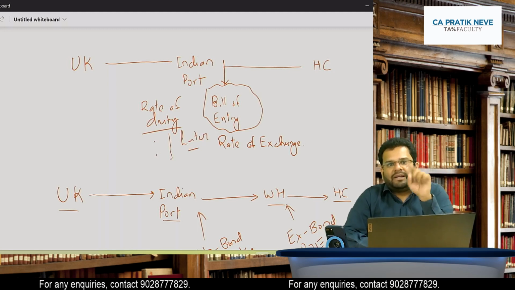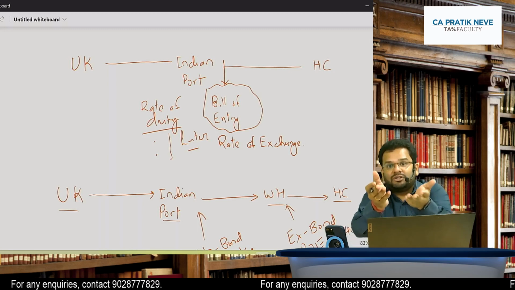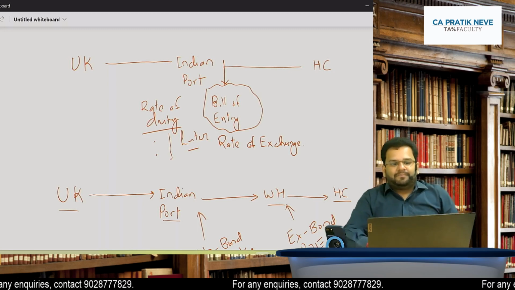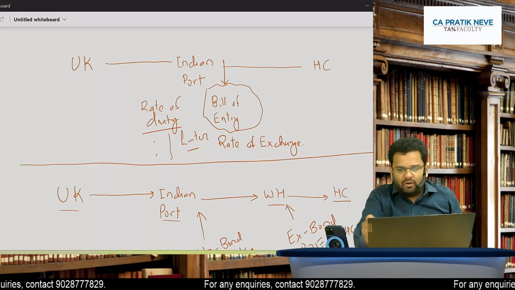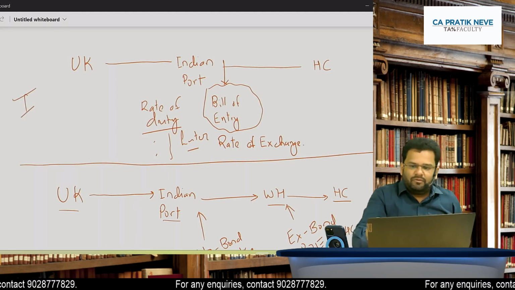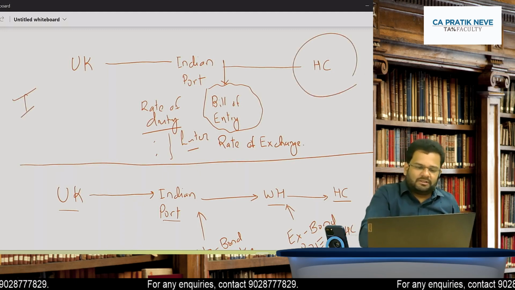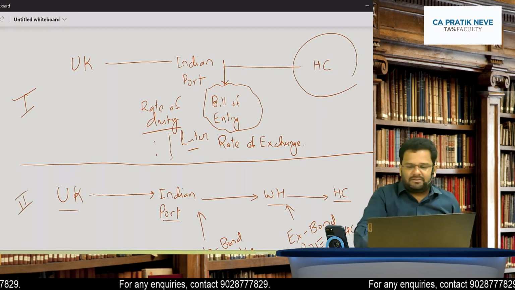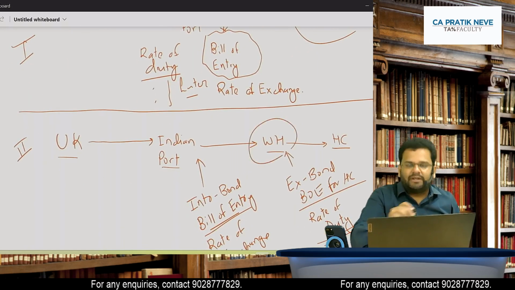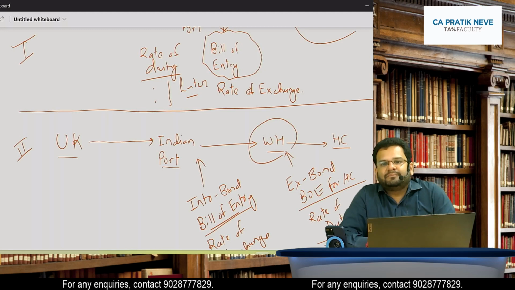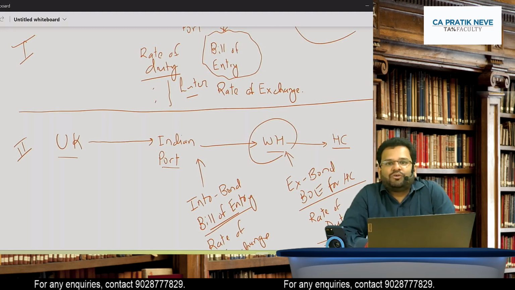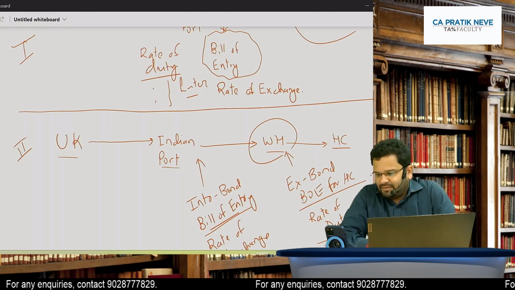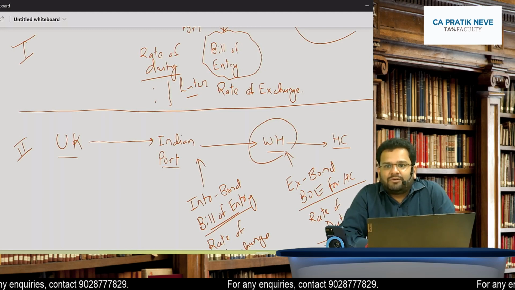Okay, filing of bill of entry or entry inwards of vessel, whichever is later. So this is your first case, when goods are directly cleared for home consumption. This is your second case, where first goods are cleared to warehouse. I hope it is clear to all of you. Quickly let me know in the chat window.